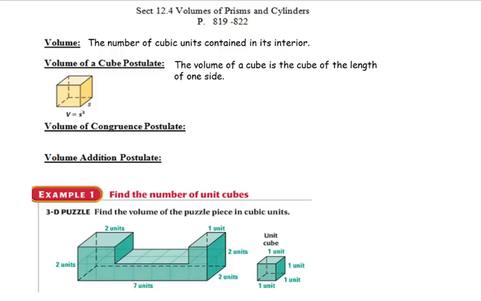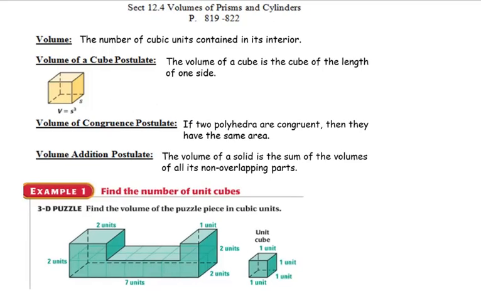Volume of a cube. Postulate says that the volume of a cube is the cube of the length of one side. So the volume of this is going to be S cubed, one side. And we cube it, side times side times side. Volume congruence postulate. That says that if I have two polyhedra that are congruent, so same, then they have the same volume.